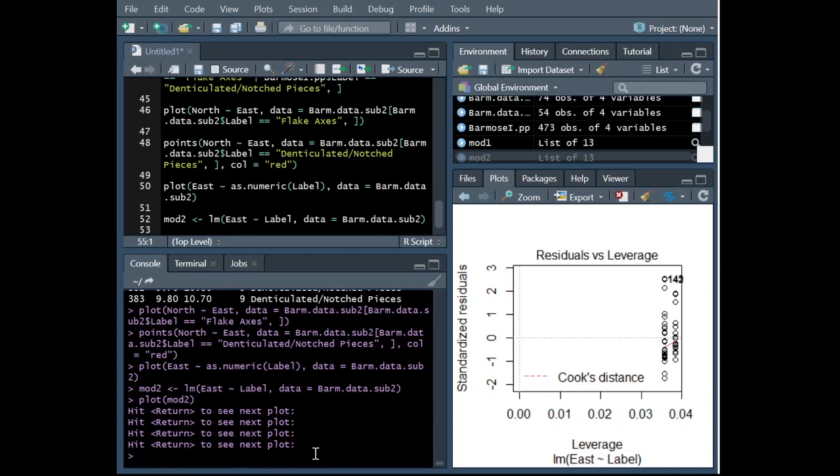And then the final plot, looking at any leverage of the points, doesn't seem like much is going on here. We don't have any strong outliers. Otherwise, we would see these red confidence intervals on the plot.